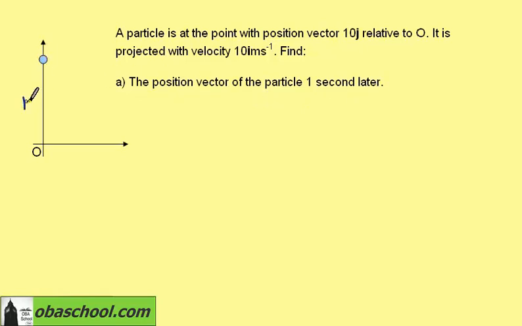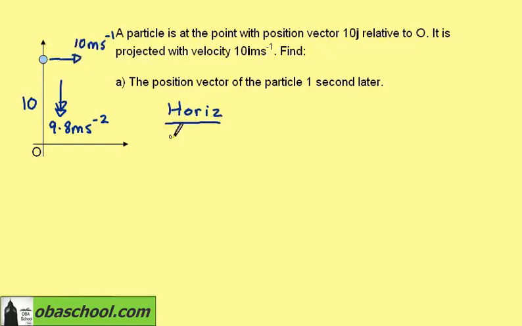Here is our particle at the position 10j, which means the distance from O is 10. If it's projected with velocity 10i, then it's projected horizontally with a speed of 10 meters per second. Gravity acts vertically downwards at 9.8 meters per second squared. For the position vector, we need both horizontal and vertical.